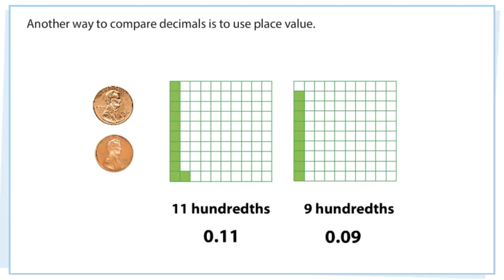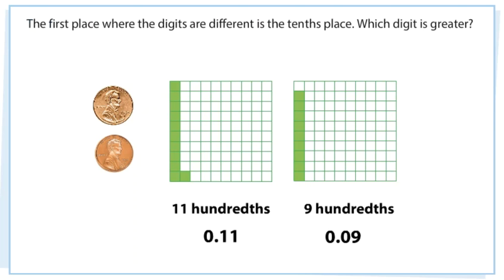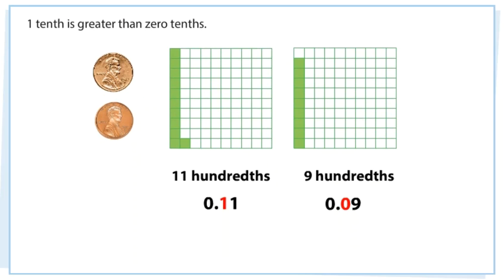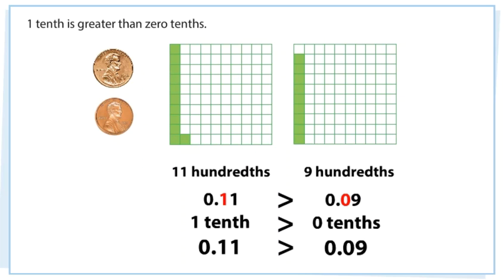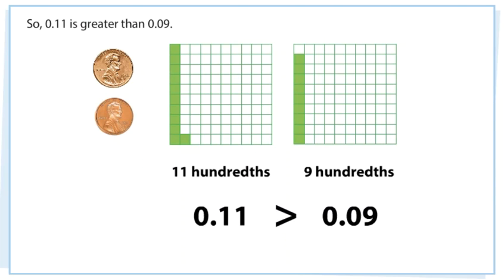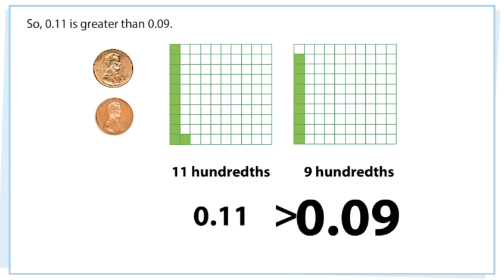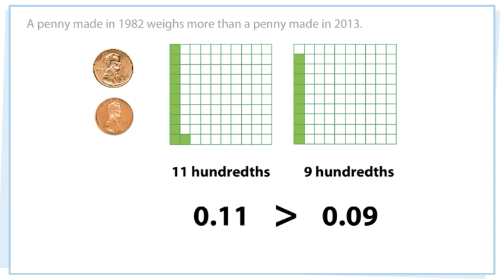Another way to compare decimals is to use place value. Start at the left. Look for the first place where the digits are different. The first place where the digits are different is the tenths place. Which digit is greater? One-tenth is greater than 0/10. So 11/100ths is greater than 9/100ths. A penny made in 1982 weighs more than a penny made in 2013.